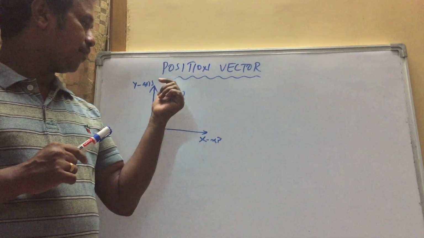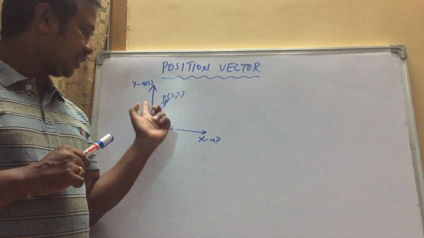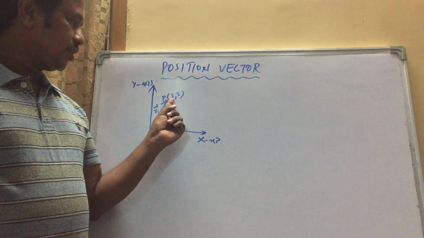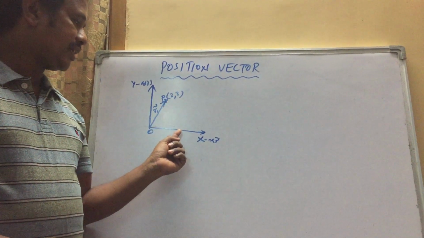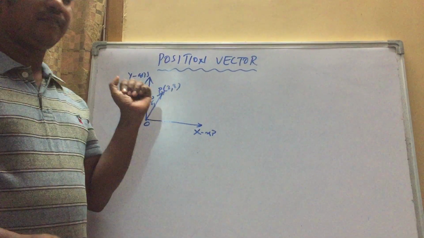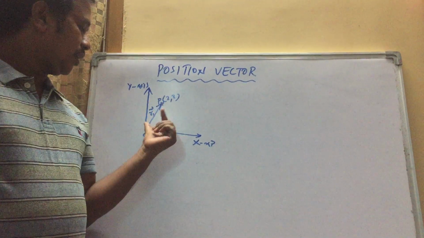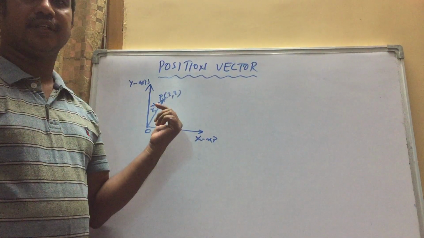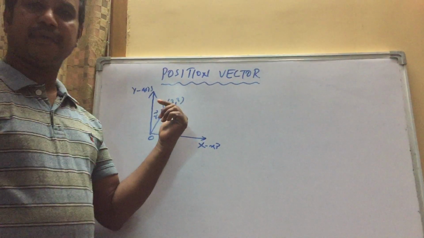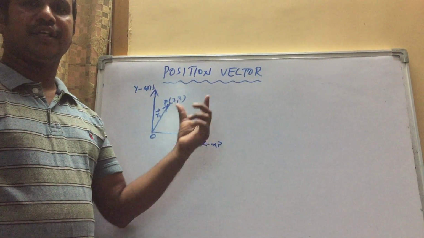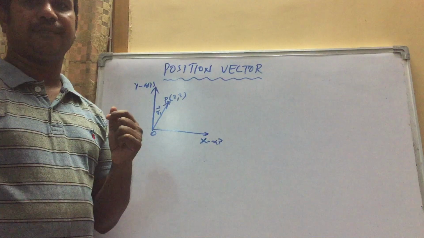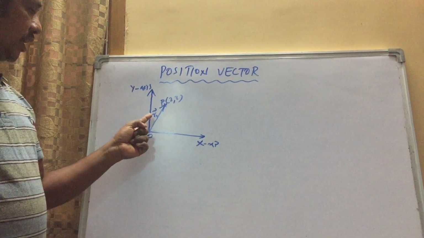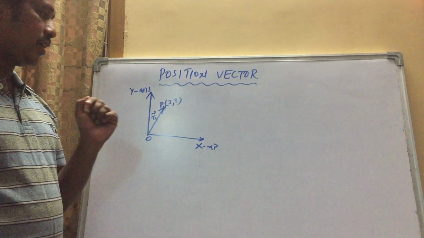When a particle or object is in the xy plane, let us suppose at 2 units, 3 units: 2 units on the x-axis and 3 units on the y-axis. Now let us suppose from O to P, OP is a position vector. Already we covered what is meant by a position vector: a vector which gives the position of a particle at a given time. So now R1 is the first position vector.